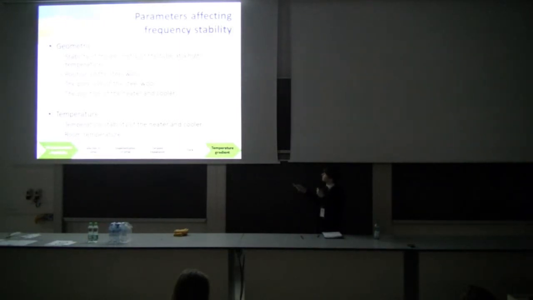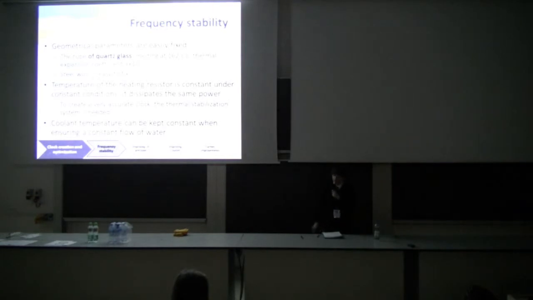So we have geometric parameters such as stability of geometry of the tube, position of steel wool and so on, and temperature parameters like temperature stability of the heater, cooler, and also room temperature. Next slide. Geometrical parameters are very easy to fix. We must use tubes made of quartz glass because it has a very low thermal expansion coefficient and a very high melting temperature. Also, the temperature of the resistor can be easily fixed by using a thermoregulating circuit.